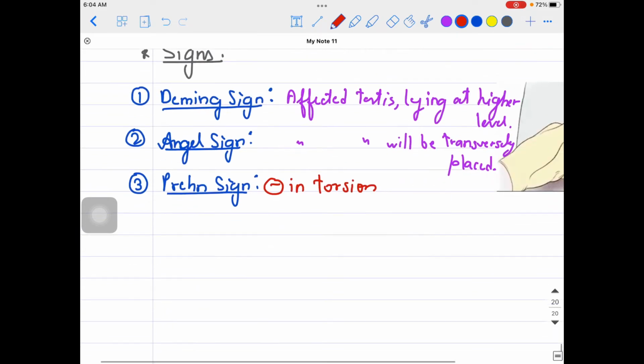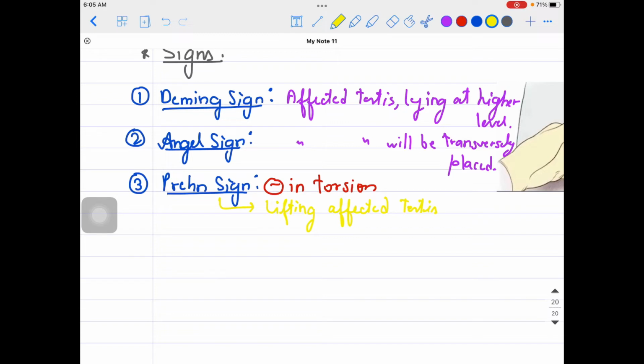What is the Praying sign? Basically, you are doing nothing but lifting the affected testis and checking the response of the patient. If the patient's pain is increasing, then it is torsion. If the patient's pain is decreasing, this is the positive Praying sign, which is seen in epididymo-orchitis.